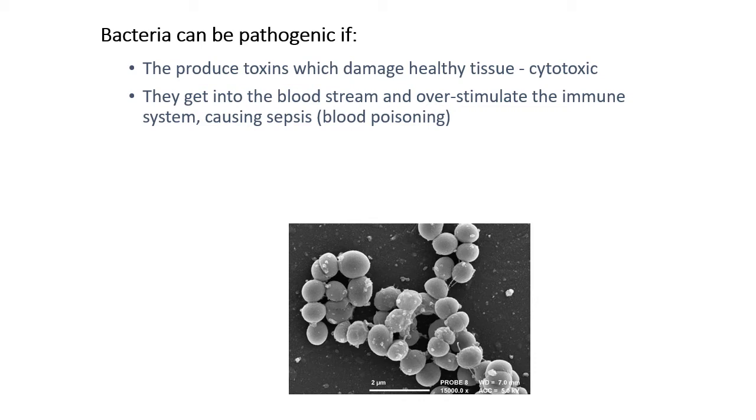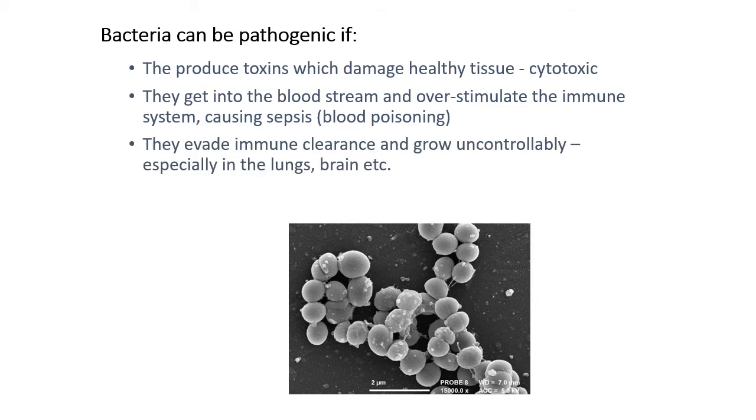And you've all heard quite a lot about sepsis in recent months. Or they can evade immune clearance and grow uncontrollably in parts of the body where you really don't want them either, particularly the lungs and the brain. They may be less directly toxic in these situations, but they can still cause a huge amount of harm. This micrograph you see here is an image, I think, of Staphylococcus aureus.